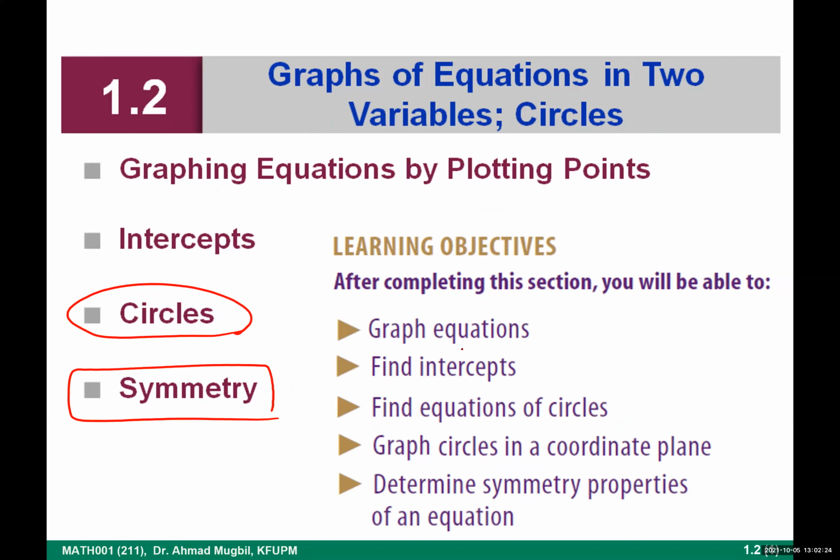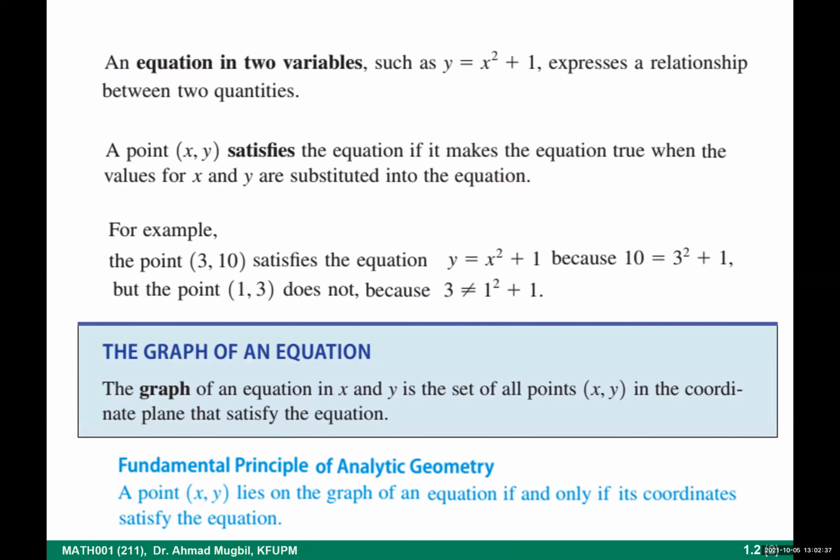You should be able to do the following after finishing this section: graph equations, find the intercepts, find the equations of circles, graph circles, and determine the symmetry properties. Let's go over what we did quickly.